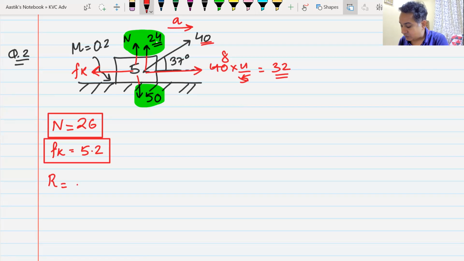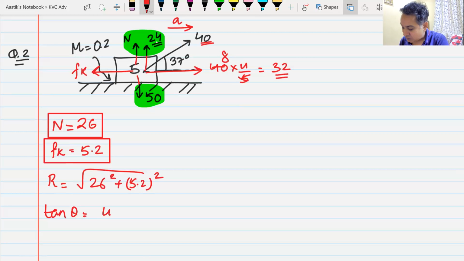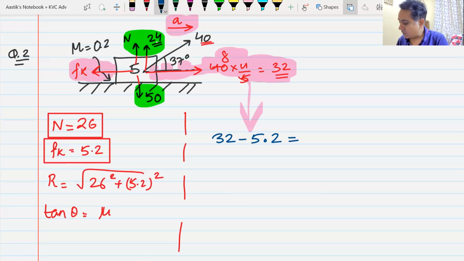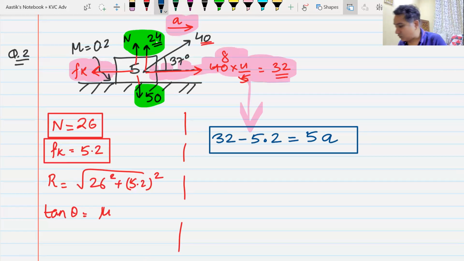Now you can find the value of reaction force. No one is going to ask you this, but this is 26 square plus 5.2 square. The value of tan theta still remains equal to mu. We can't change it. Now we make the equation in the horizontal direction. We look at the forces in the horizontal direction. What is the equation? 32 minus 5.2 is equal to m, which is 5 into a. From here, you should get the value of a.